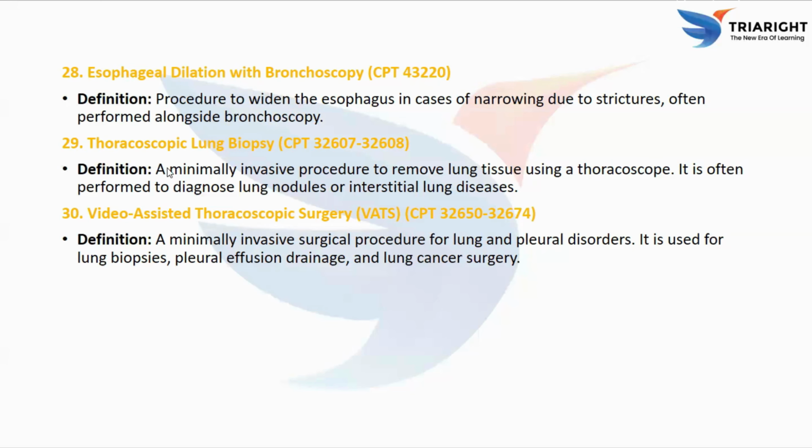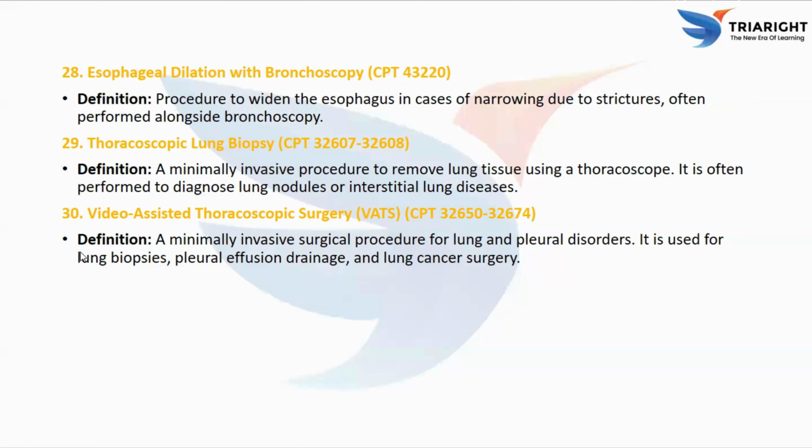Why is it done? It is often performed to diagnose lung nodules, interstitial lung diseases, suspected lung cancers, and unclear lung infections. There are types of biopsies: single lobe biopsy and multiple lung biopsies. Tissue is removed for pathology in this procedure. There is less pain and a faster recovery than open surgery. And this thoracoscopic lung biopsy always requires general anesthesia.